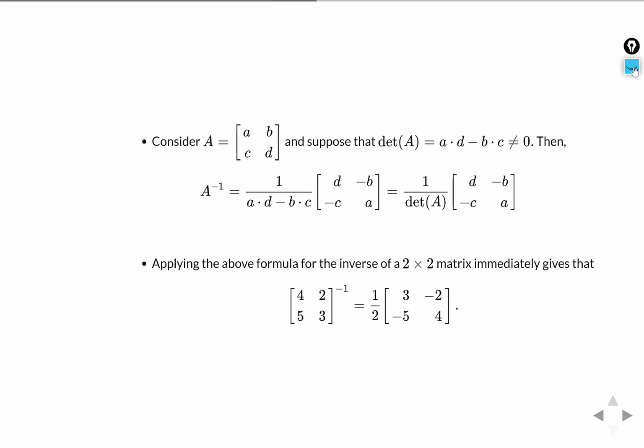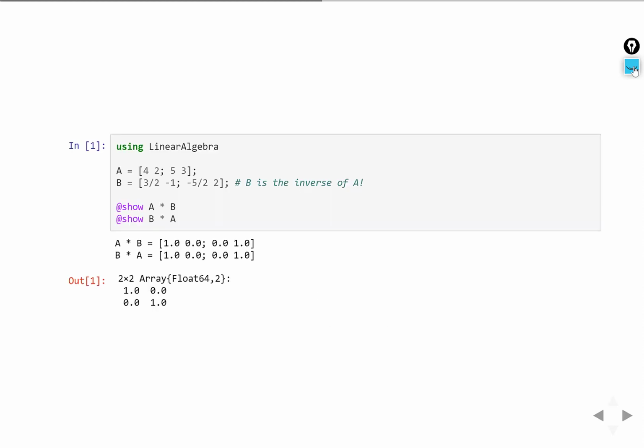For example, here we have a 2 by 2 matrix. If we use the formula, we learn that its inverse is the matrix you see. We can verify this in Julia. If we define A and B, we see that A times B and B times A both are the identity matrix.